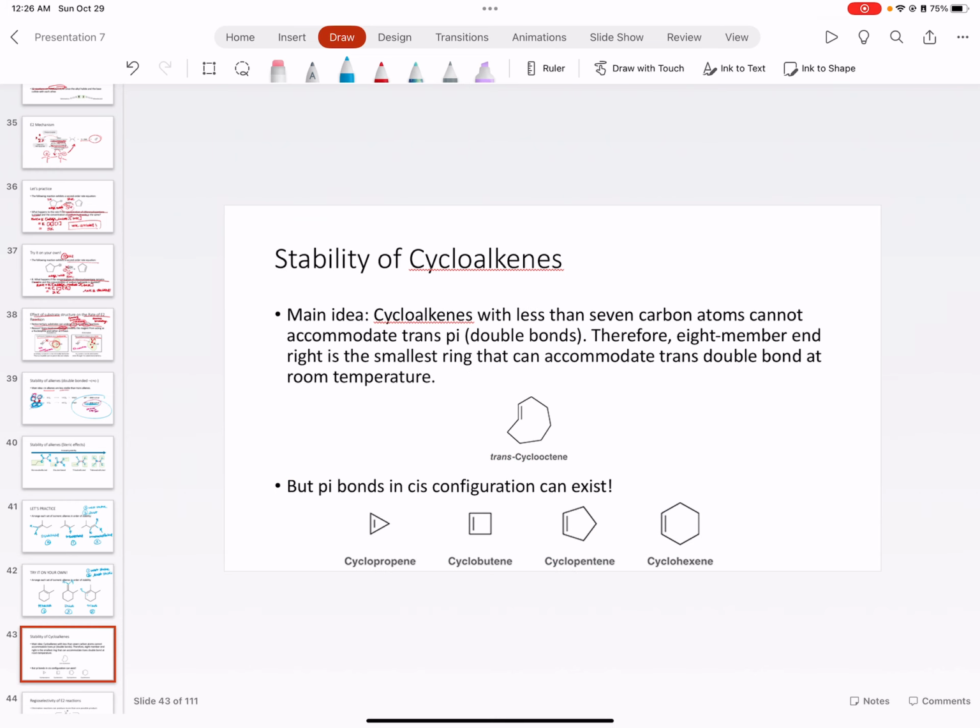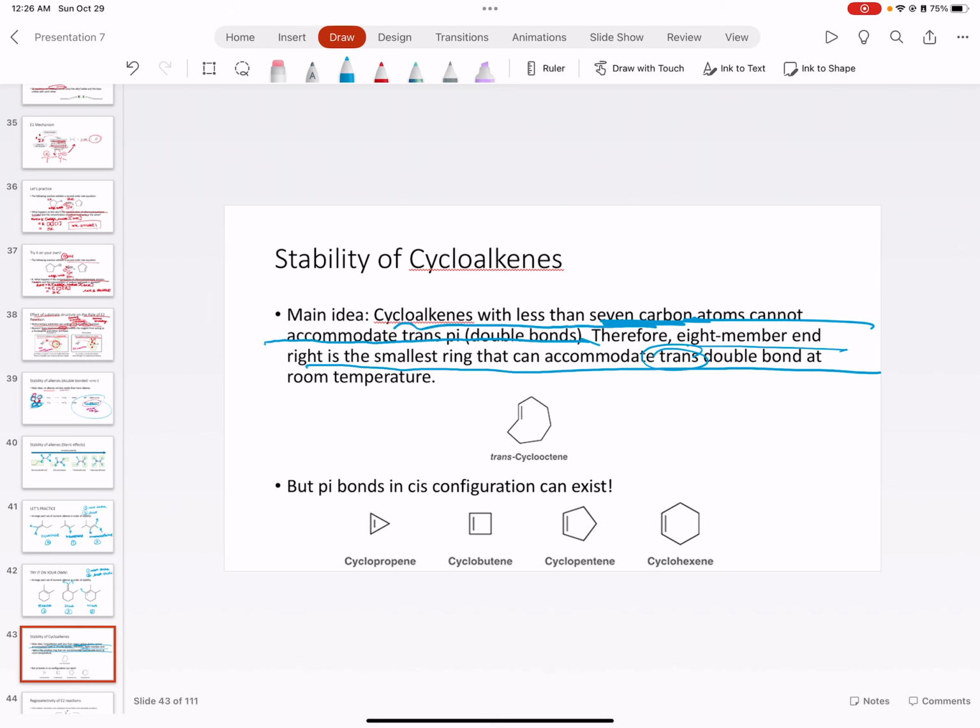So stability of cycloalkenes. So this is mainly things that you need to know, kind of like a slide. So cycloalkenes with less than 7 carbon atoms cannot accommodate a trans pi double bond. But an 8-member ring is the smallest ring that can accommodate a trans.